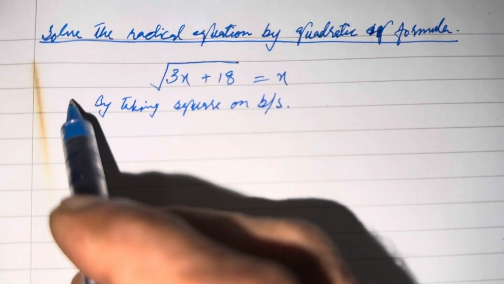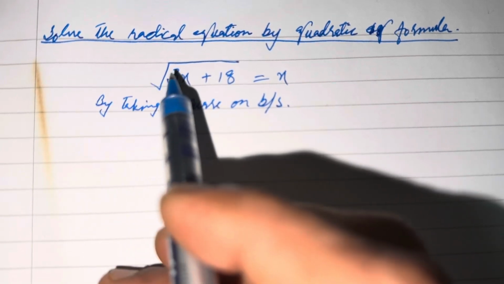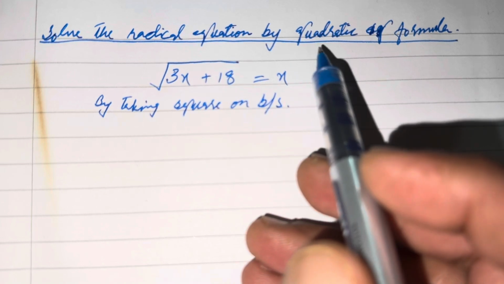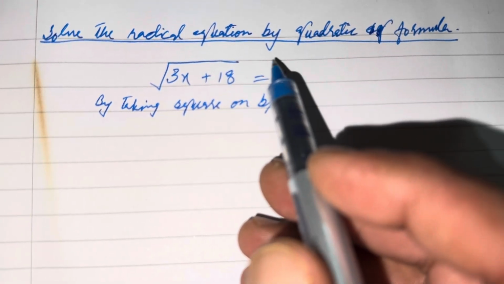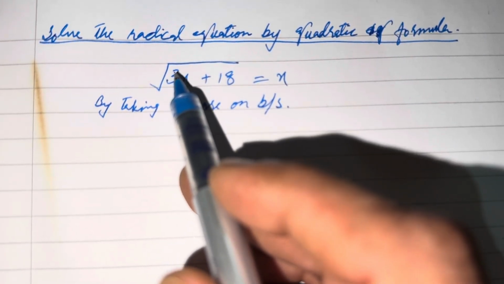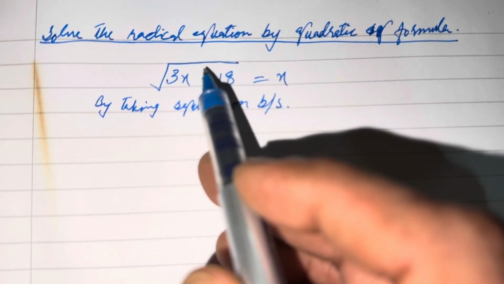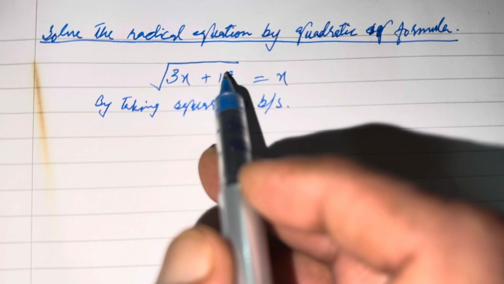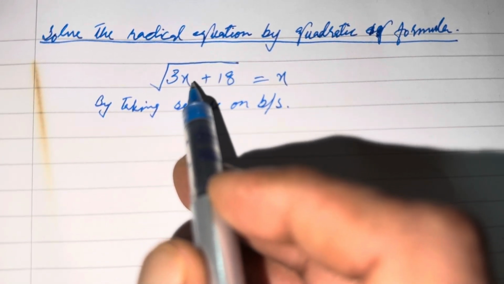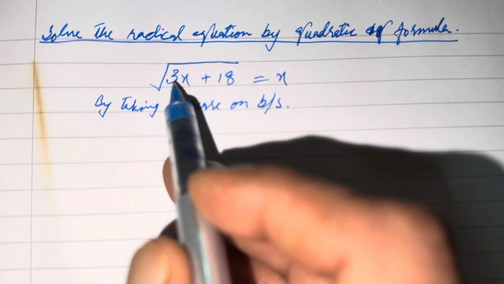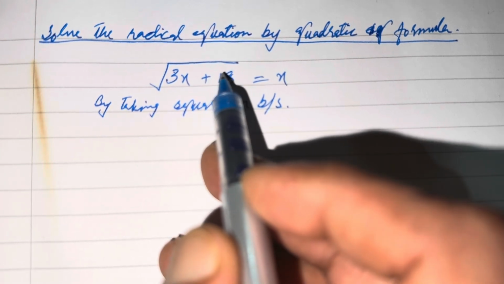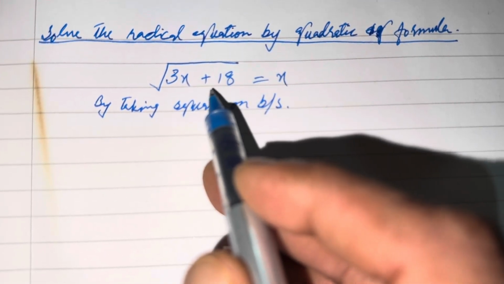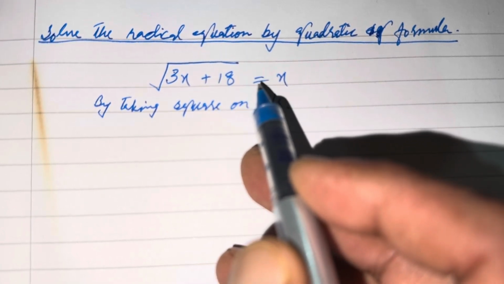So today's video is about the radical equation, that we are going to solve the radical equation by using the quadratic formula. So as you know, the radical equation is that kind of equation that includes the under root sign. So as you can see that 3x plus 18 under root is equals to x. So that's called the radical equation.